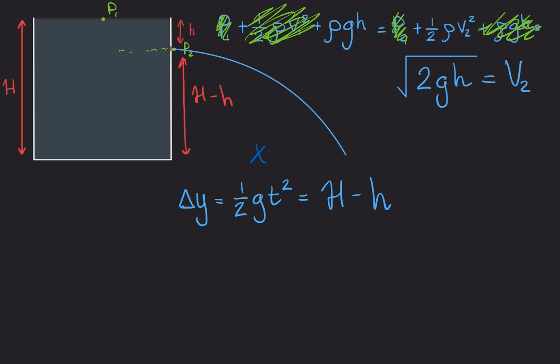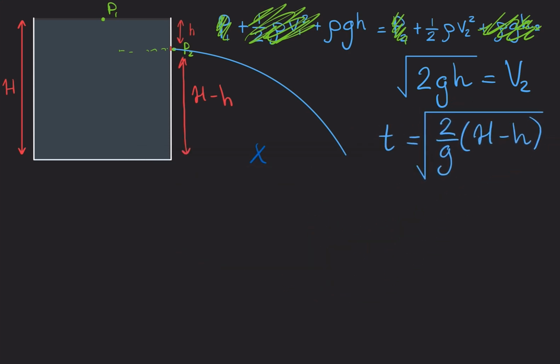Great. So now let's just solve for t. So we're going to multiply the right-hand side by 2 and divide by g. So we'll have t equals the square root of 2 over g times (H minus h). The h's are confusing. And finally, we'll take the square root. And this is going to be the time that it's going to be in the air. So now we're almost done.